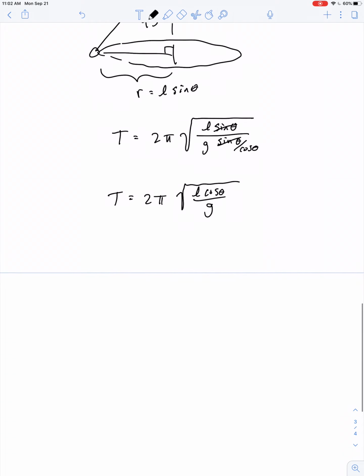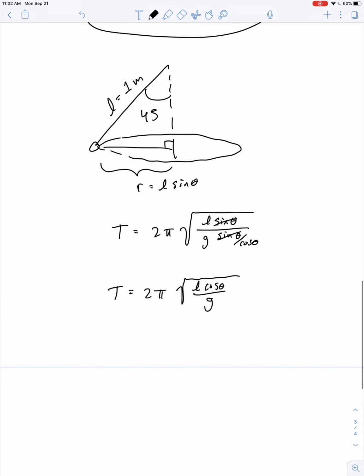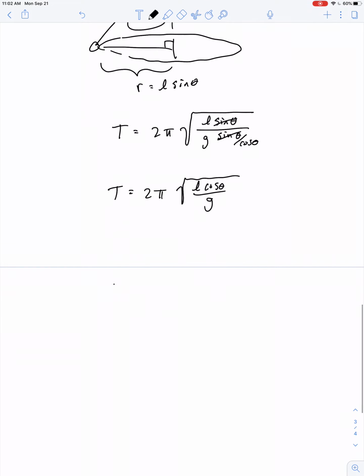Okay. And given these exact numerical values, if the length is 1 meter and the angle is 45 degrees, then the period should be equal to 2 pi times the square root of 1 meter times the cosine of 45 degrees divided by 9.8 meters per second squared. Meters cancel, and you can see the units overall for the period is going to be seconds. So grab a calculator and see what we get.